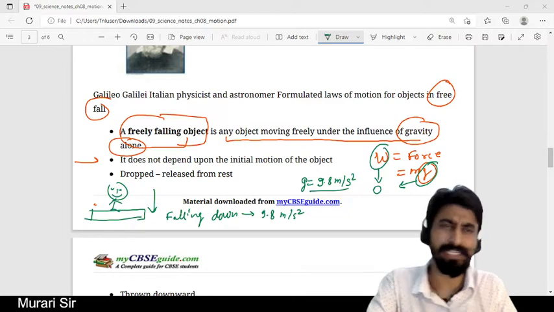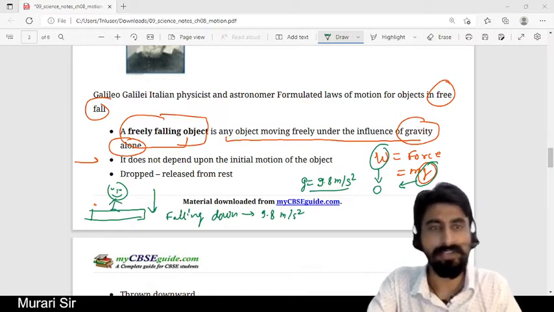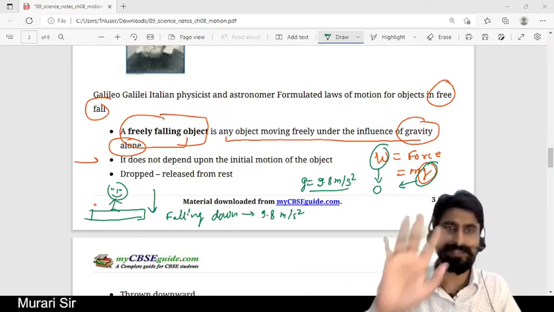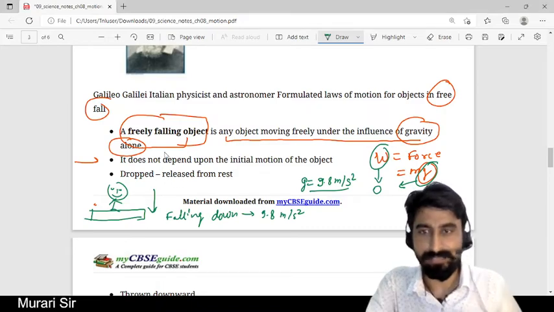Okay, free fall is a very interesting thing. Try it practically sometime, you will enjoy it, but don't jump from a very great height. Okay, let's come to the next part.